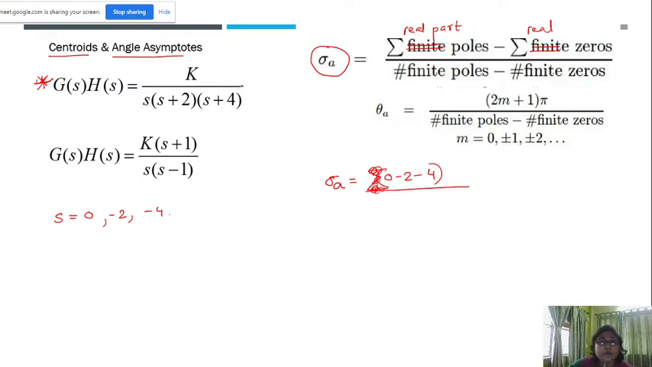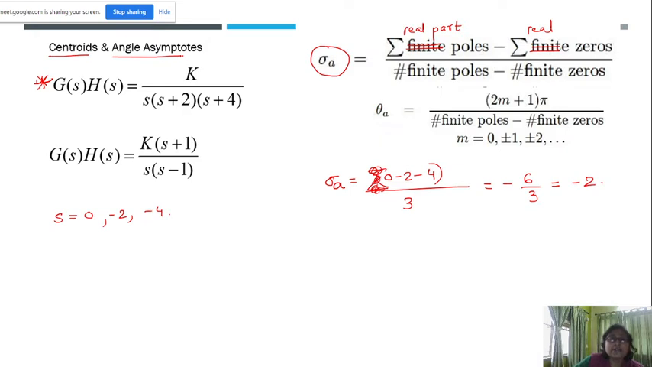So how many poles are there? 3 poles and 0 zeros. So the value will be 3. So now it will be minus 6 divided by 3. So the position of the centroid is minus 2. Understood? So this way we are going to calculate the centroid.